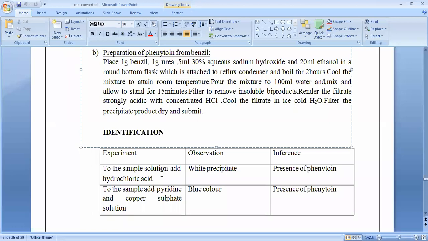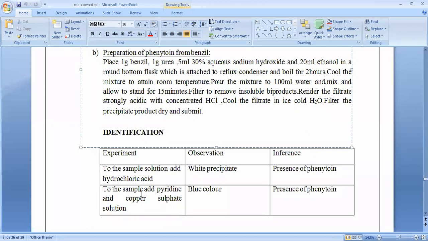If phenytoin is there, it will give a white precipitate. So when the phenytoin drug molecule reacts with hydrochloric acid, it produces a white precipitate. So we have confirmed that the benzoin molecule is converted, or synthesized, into the phenytoin drug molecule.